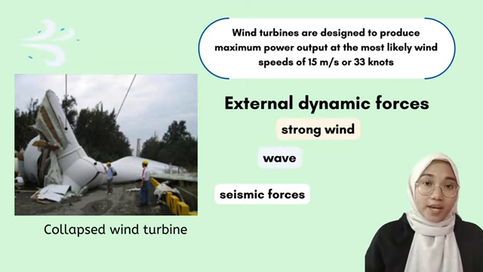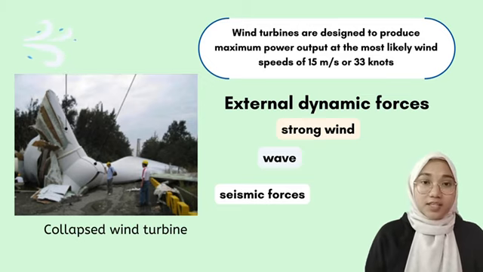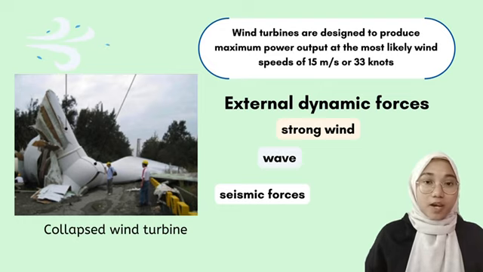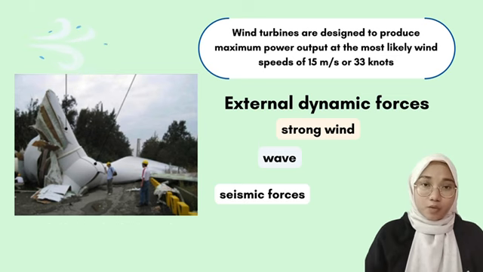To extract more wind energy, multi-megawatt wind turbines are typically designed and built with large rotors and slender towers. These structures are vulnerable to external dynamic forces such as wind, wave, and seismic forces. These environmental forces can collapse the wind turbines. Wind turbines are designed to produce maximum power output at the most likely wind speeds.